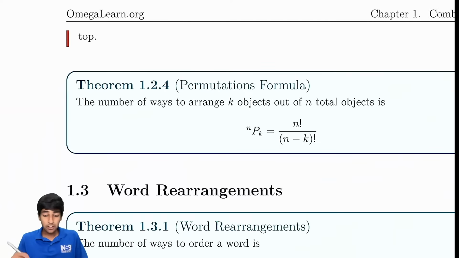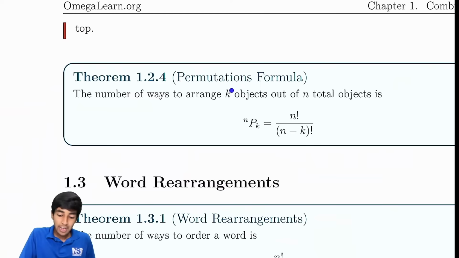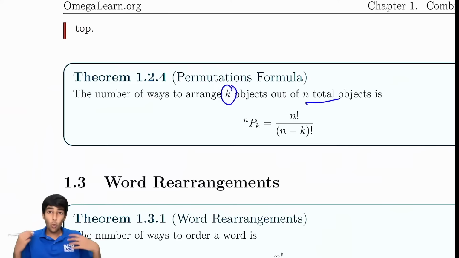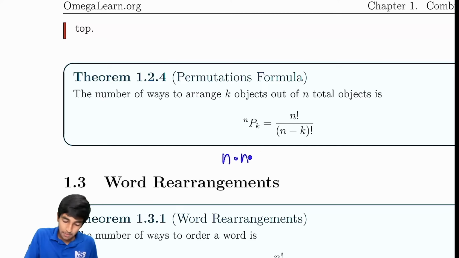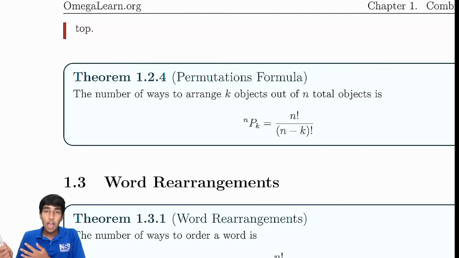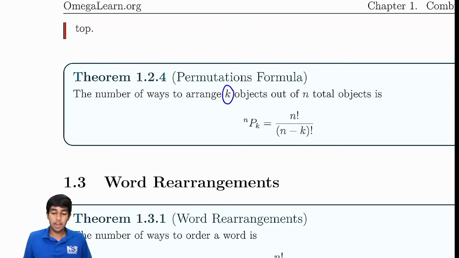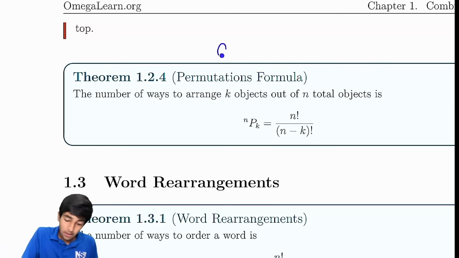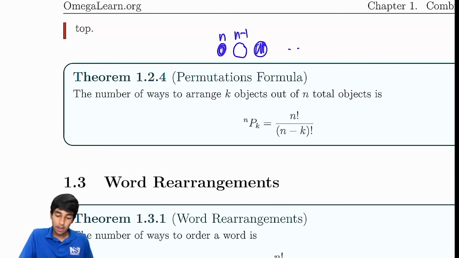Okay, and then the permutations formula. If you want to take k objects out of n objects, ordered, it's just n times n minus 1, all the way until n minus k plus 1. Basically, you just start at n and then you multiply by the next number down, and you do that a total of k times. And intuitively, that makes sense, right? You have n choices for the first object. Now you only have n minus 1 choices for the second object, and so on.